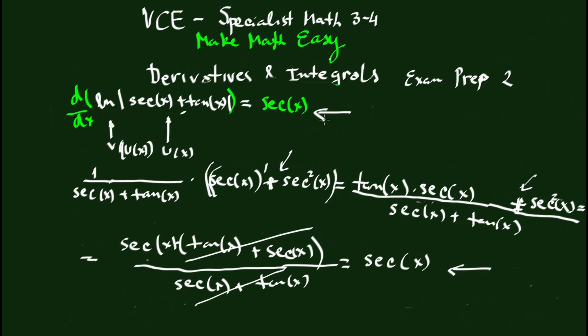So the first derivative of ln of secant of x plus tangent of x is secant of x, or vice versa. You need to remember vice versa, that the integral of secant of x is ln of secant of x plus tangent of x.